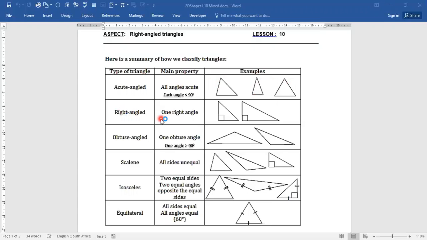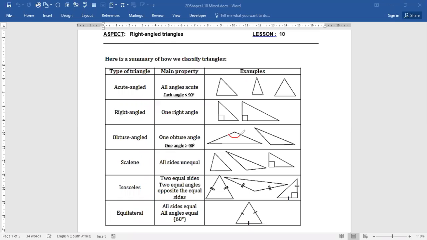Now a right angle triangle has one angle that is a right angle. You can only have one right angle, and that's 90 degrees. So one angle is 90 degrees. An obtuse angle triangle has one angle greater than 90 degrees. So you'll have one wider angle.